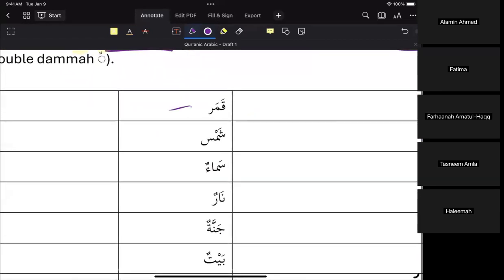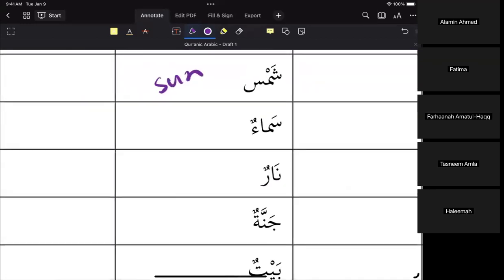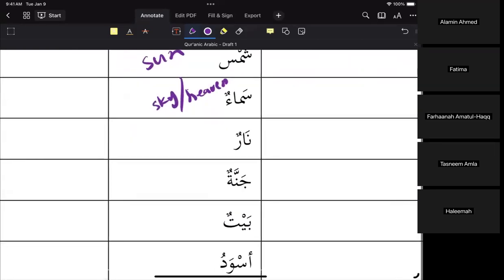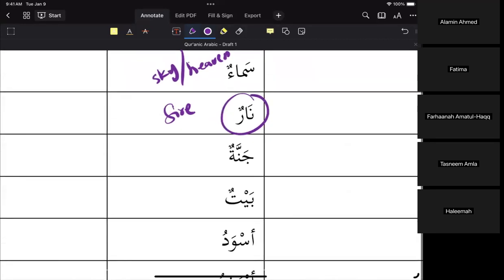Qamar is moon. Qamarun. Shamsun is sun. Sama is sky. Sama can be sky or can also be heaven. Okay, heaven. Then nar is fire. Nar can also mean hellfire. Okay, but by itself, nar means fire. Then you have Jannah. Jannah is heaven. Jannah can also mean garden.